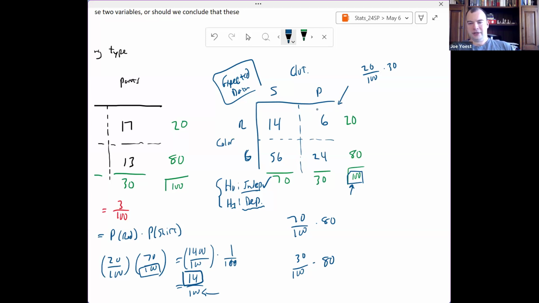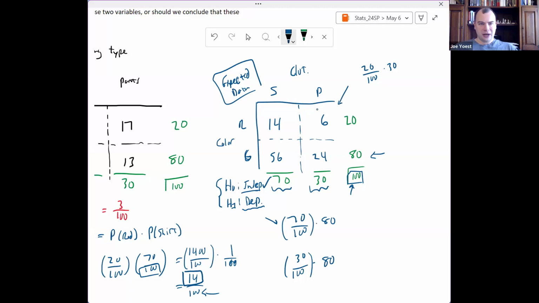Another way of looking at what I'm doing here is I'm saying if these are independent, I can apportion my green colored clothing proportionately between shirts and pants. I know that overall 70% of clothing that I looked at are shirts and 30% are pants. So if these are independent, then 70% of my green clothing should be shirts. That would be 56 shirts, 56 green shirts. And 30% of my green clothing that I saw should be pants if they were independent. So 30% of that 80 is 24.